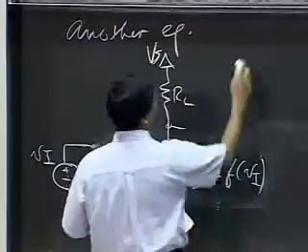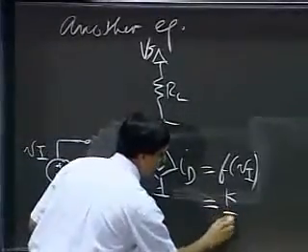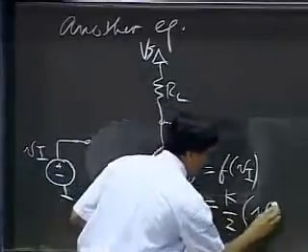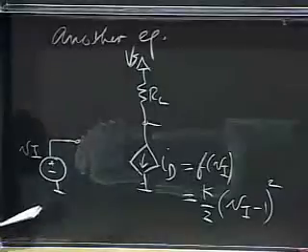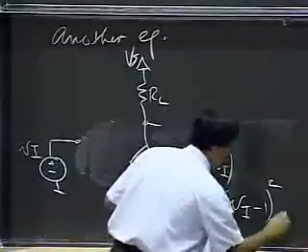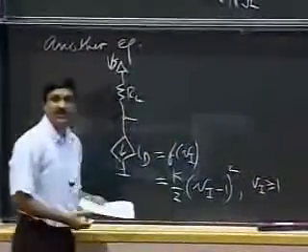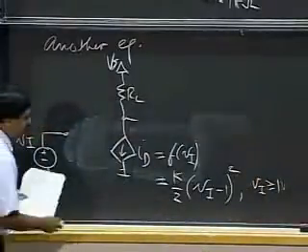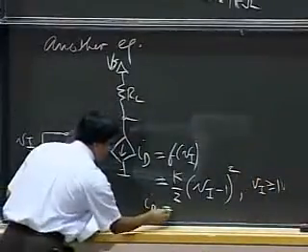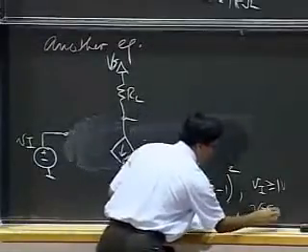So let's work the example. So as I said, I'm going to choose ID to be f of VI. And let's pick some specific parameters here. Let's say it's K by 2, VI minus 1 whole squared. Okay, and let's say this is true for VI greater than or equal to 1 volt. And let us also say that ID equals 0 for VI less than 1 volt.